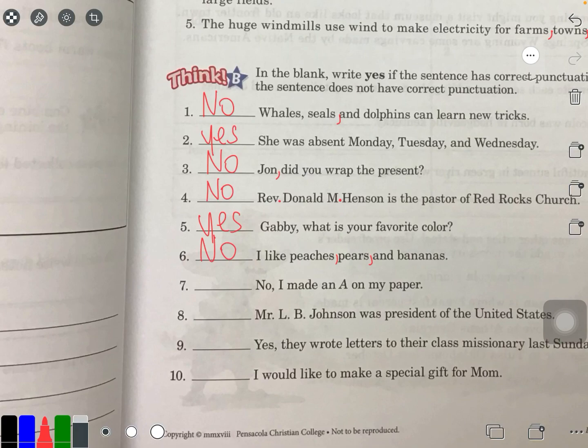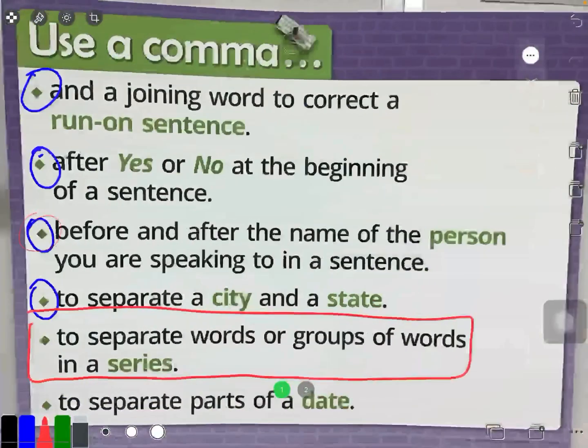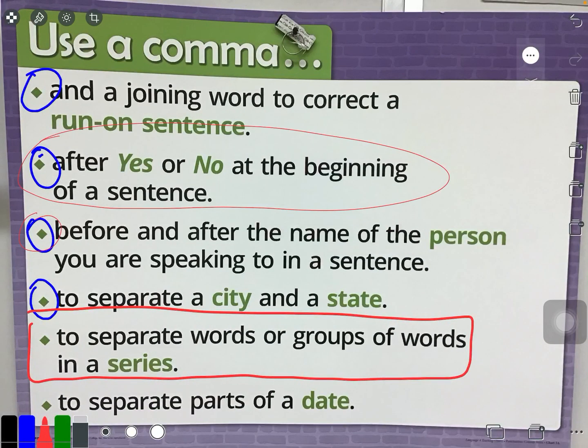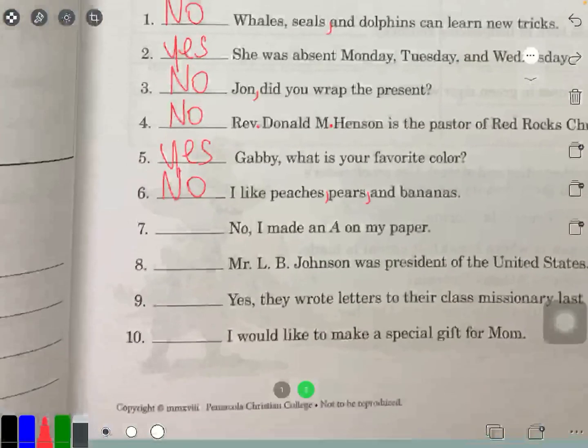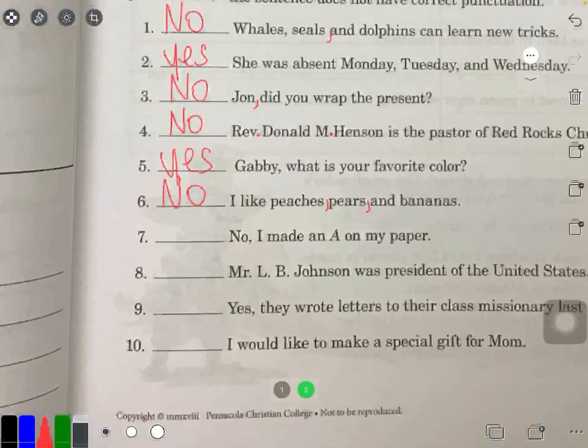It's missing punctuation marks. No, I made an A on my paper. They started the sentence with the word no. What was the rule again? Right here. After yes or no at the beginning of a sentence, we need a comma. So they did that. They put a comma there. Good job.